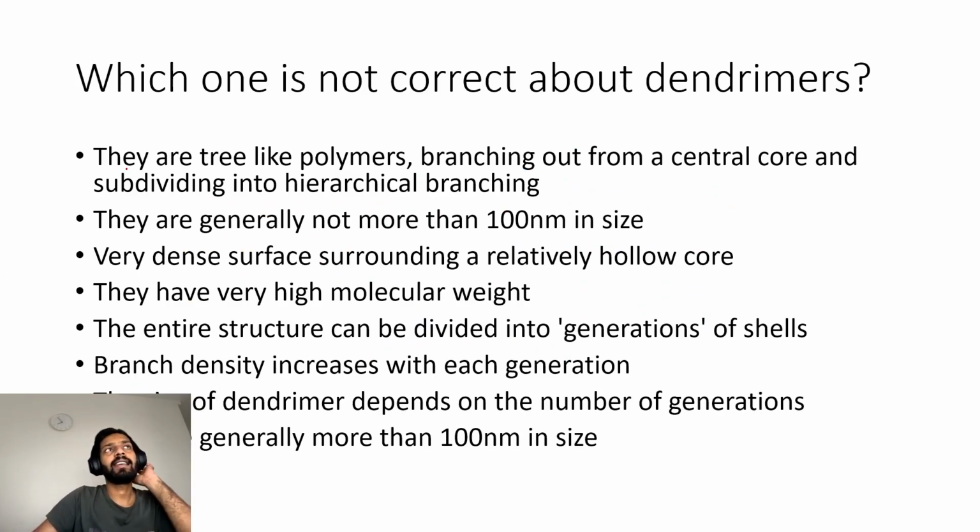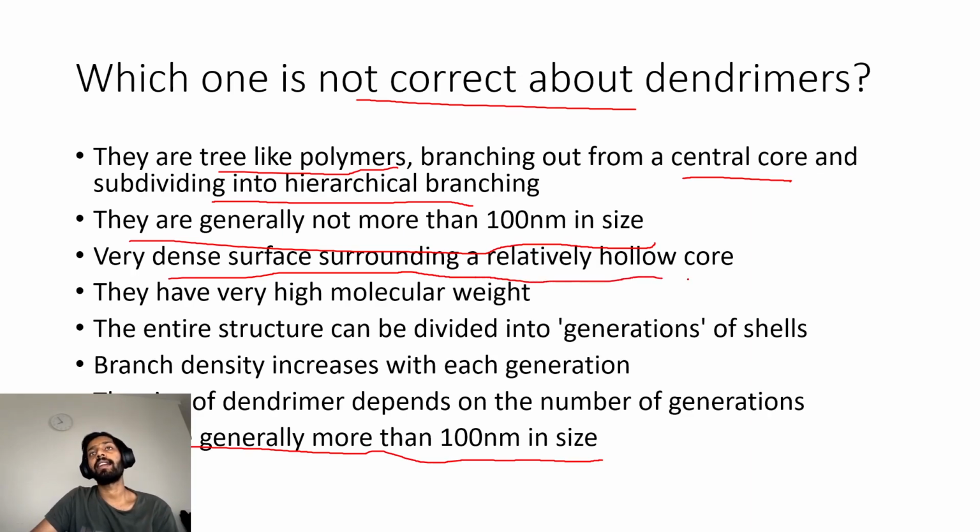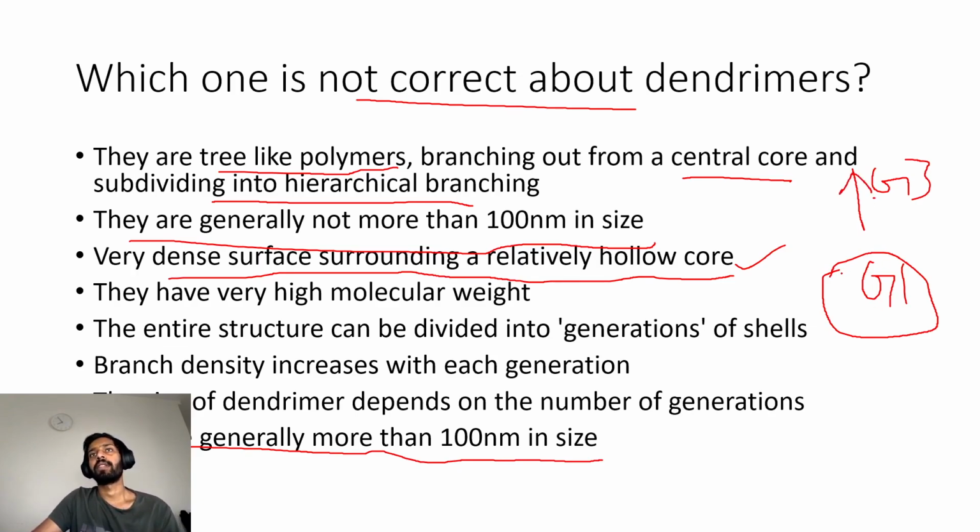So basically, what they're asking is which of the following is not correct about dendrimers? So they are tree-like polymers branching out from a central core and subdividing into hierarchical branching, as we have seen. They're generally not more than 100 nanometers, or they're generally more than 100 nanometers. So we'll come back to both of these questions later. But do they have a very dense surface surrounding a relatively hollow core? This is true, right? So the G1 has a lot of empty space compared to G3. And the G1 is much more inside compared to G3. The G3 is outside. So this core is hollow, whereas the surface is dense.